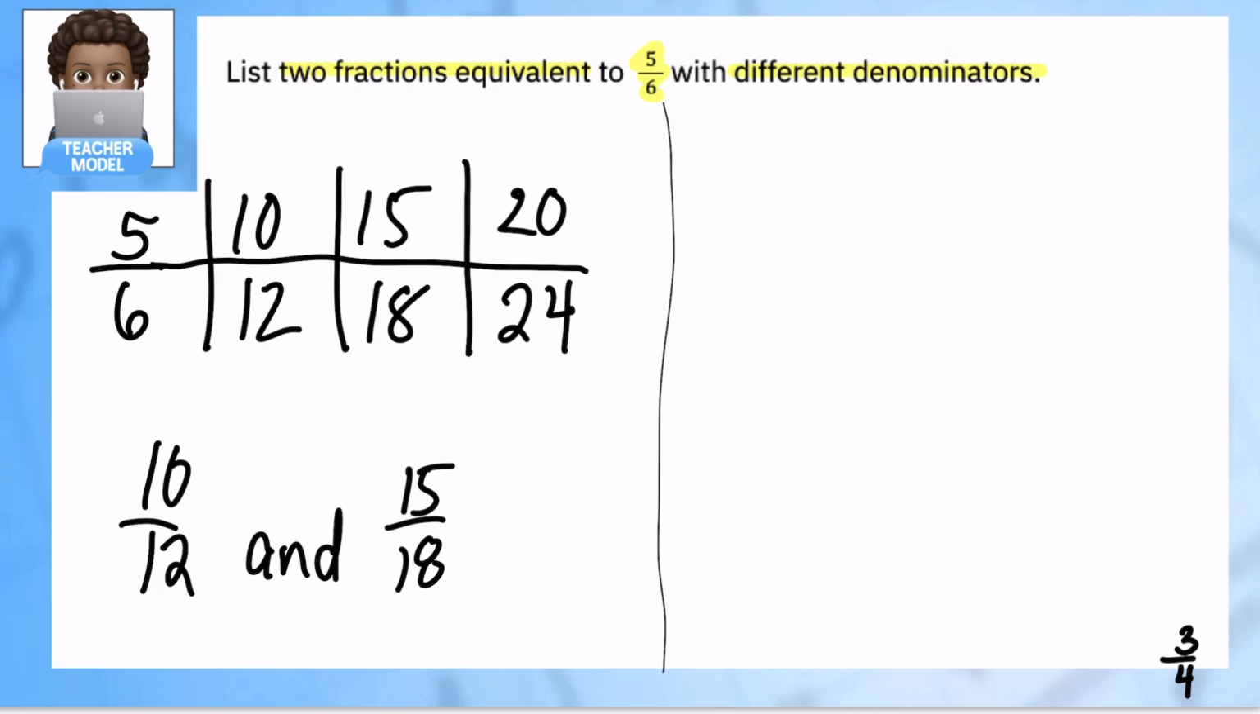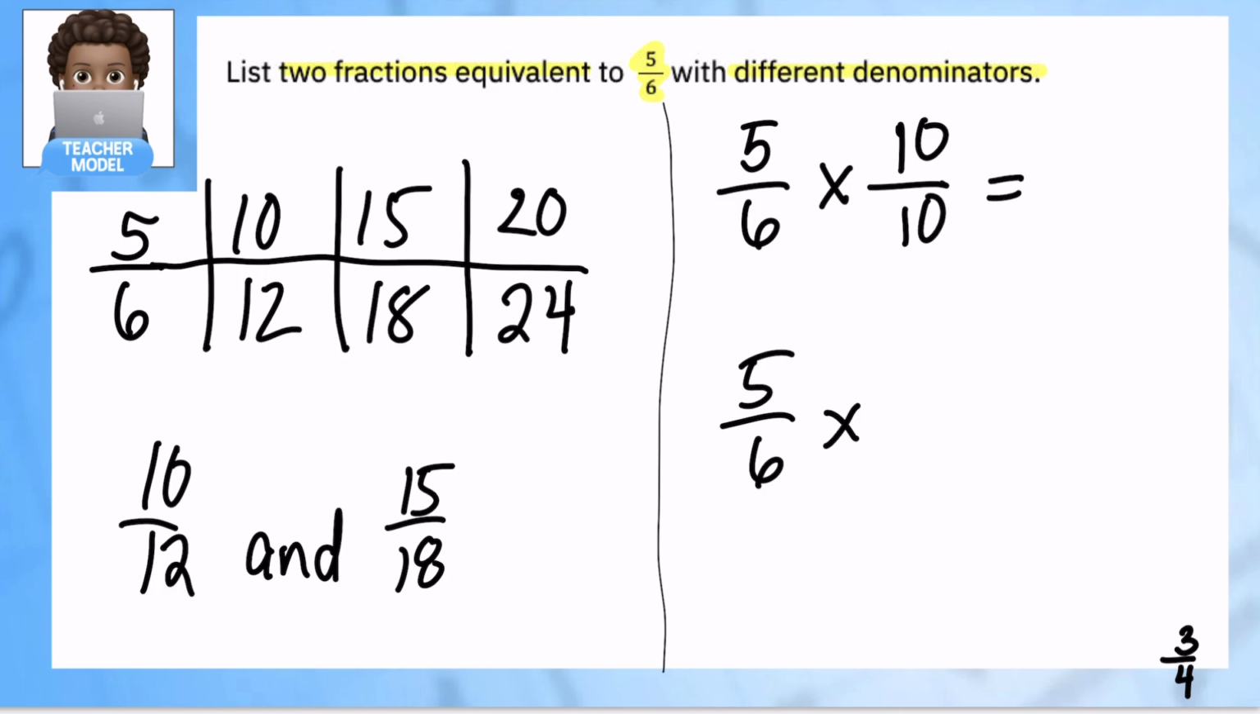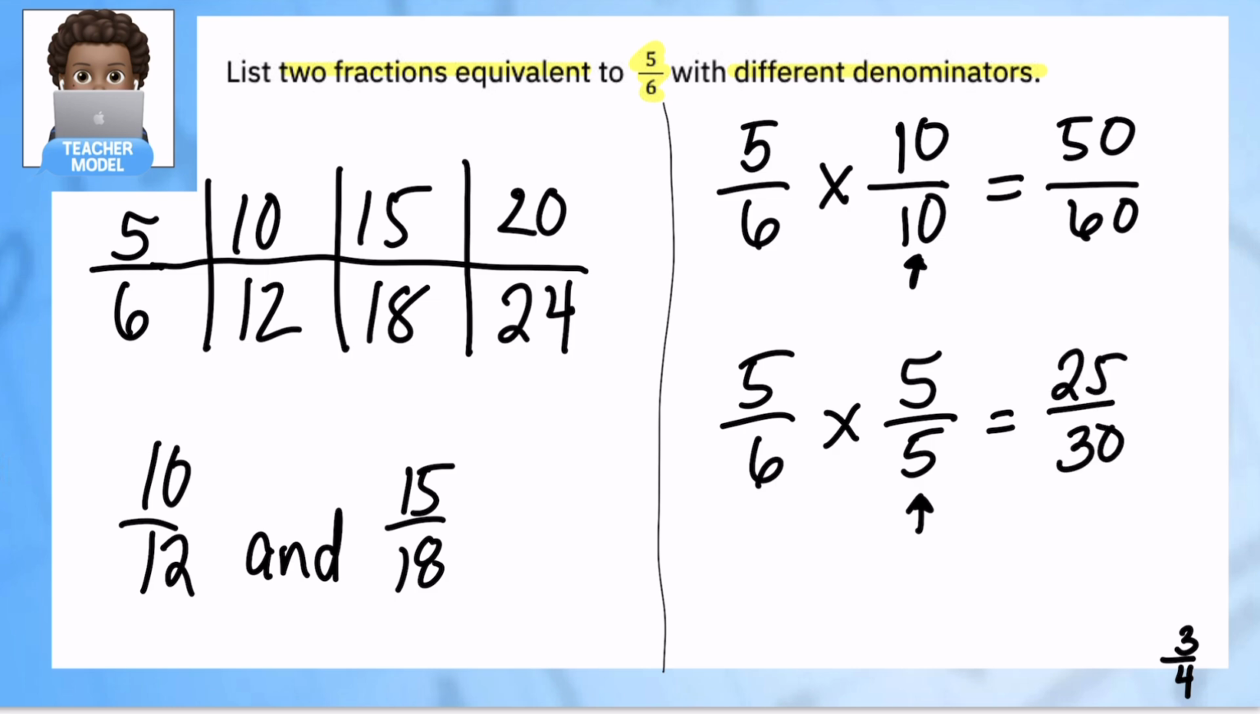Now, if you wanted to do property of 1, you can take 5/6 and literally multiply it by any number you want. So if you wanted, you can do 10 over 10. Again, it's still 1, but because I get to choose a denominator, I can then just multiply by the same number on top. So here's an equivalent fraction, 50 over 60. I can choose 5 over 5. So remember, I'm multiplying by 1 for property of 1. I have 25 over 30. And these are both numbers that are equivalent to 5/6. So I would have 50 over 60 and 25 over 30.